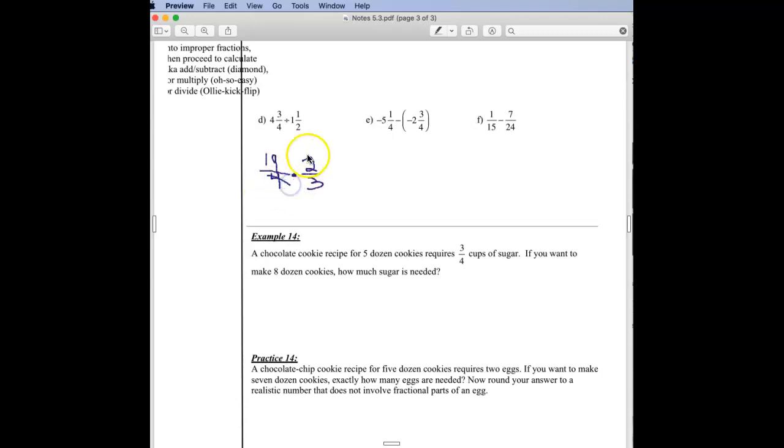I cross cancel here. 2 and 4 I can divide by 2. 2 divided by 2 is 1. 4 divided by 2 is 2. And again, by cross canceling, initially I eliminate the need for reducing at the end.